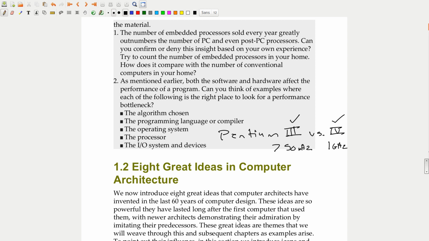Okay, any questions on any of this stuff so far? Or else we'll continue going to the 8 great ideas in computer architecture.